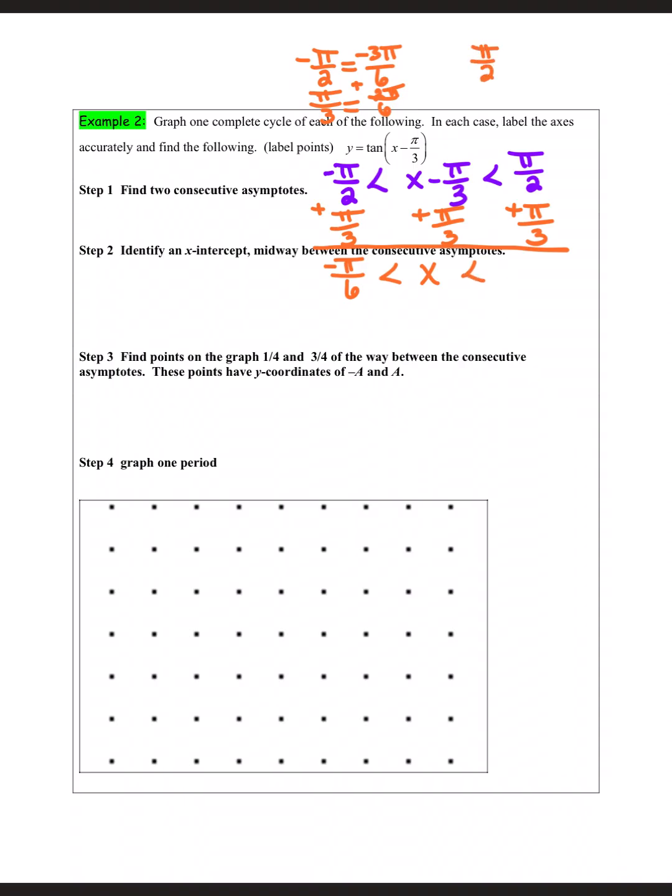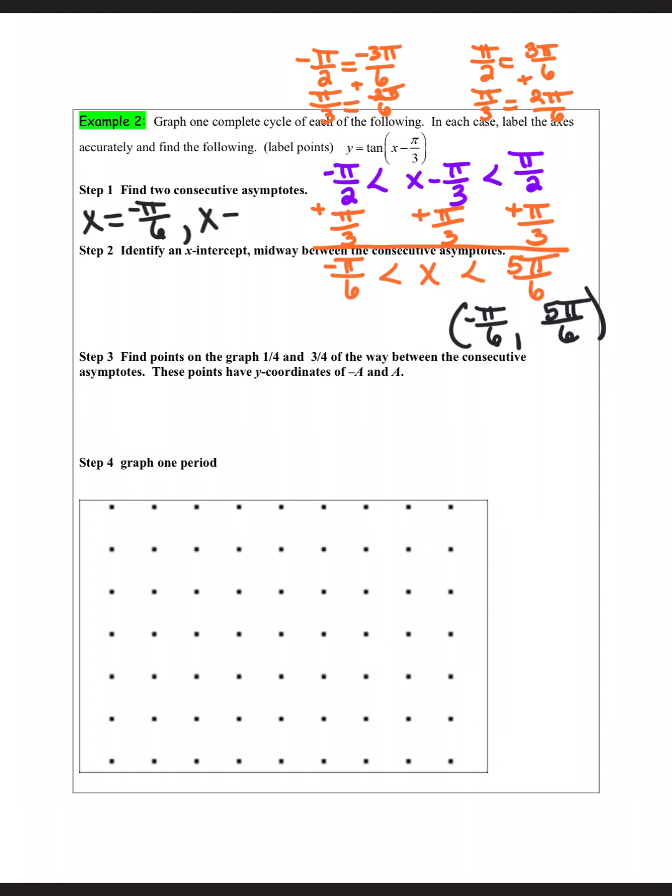And pi over 2, once again getting a common denominator, is 3 pi over 6, plus pi over 3, which is 2 pi over 6. So 3 pi over 6 plus 2 pi over 6 is 5 pi over 6. So I have my two asymptotes, and my interval here is between negative pi over 6 and 5 pi over 6. So my two asymptotes are x equals negative pi over 6 and x equals 5 pi over 6.